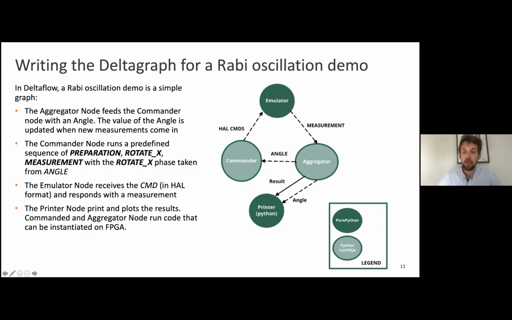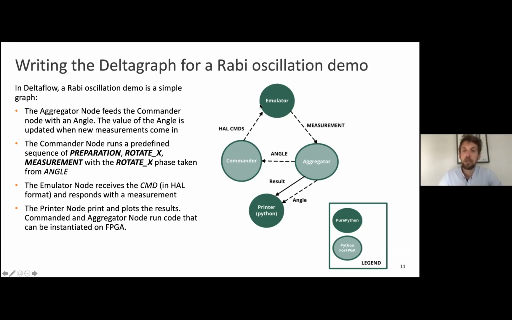This aggregator node takes a measurement from the system and uses that information of 0 and 1 to actually change the angle, creating an example of low-level control. We have a printer node for debugging, which is normally something you won't have on FPGA. In this environment, instead, it gives you visibility in an easier fashion via print statements.